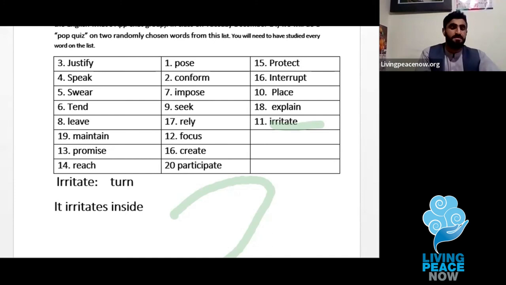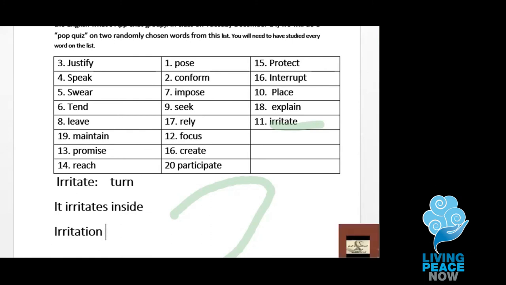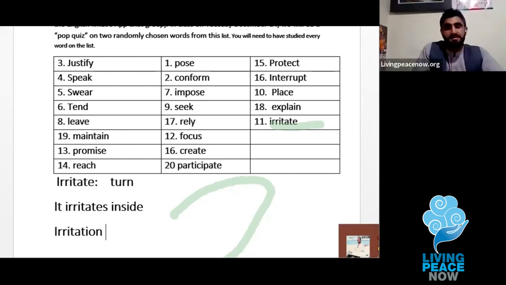You can make one more example for the noun, irritation. Irritation is a noun form. You can say, oh, what an irritation. When you see something irritating inside of something, you can say, oh, what a good irritation. Irritation. How can you pronounce it?